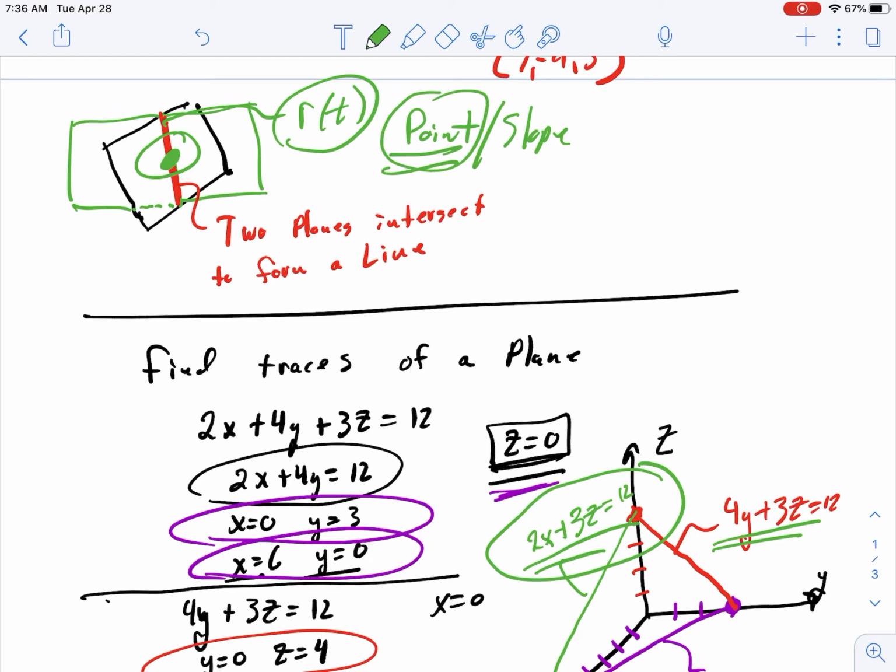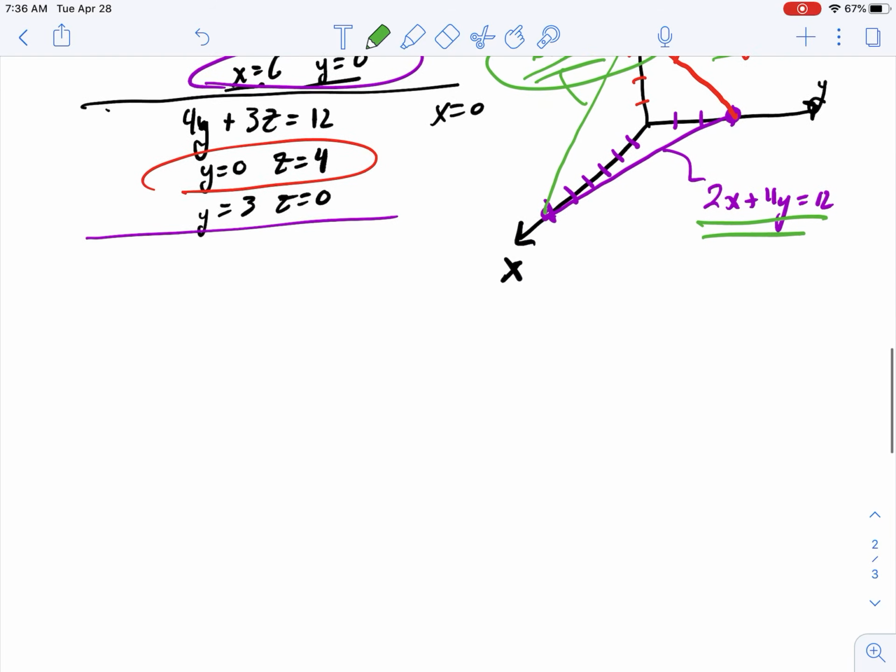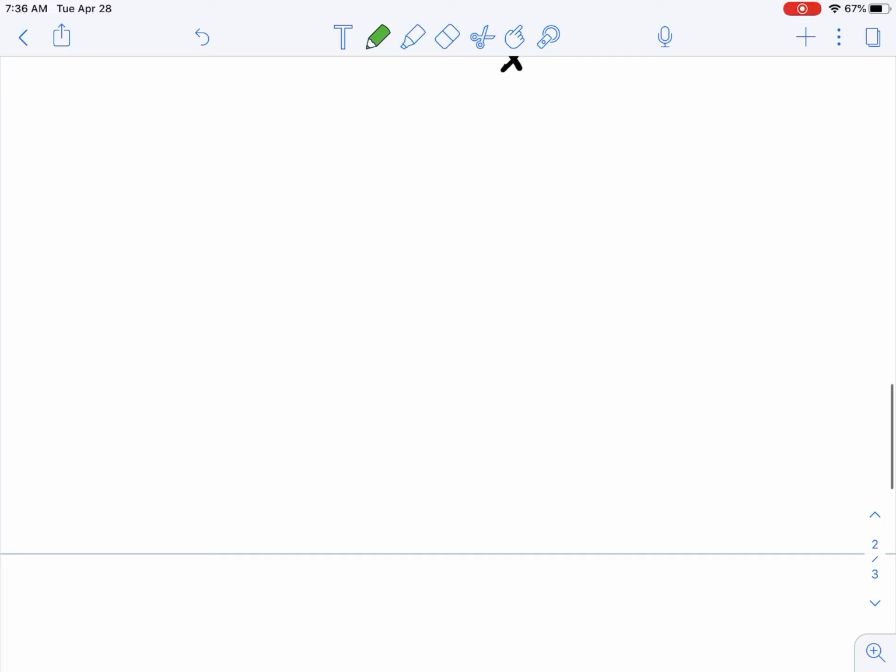So by using two traces, you get a single point. And we'll talk about the slope after we get the point. Okay, so let's do the point first.